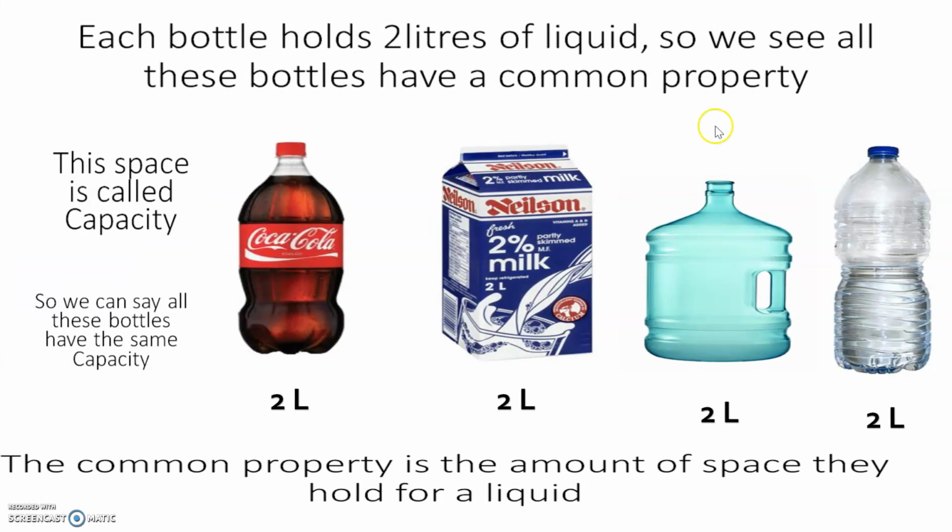Each of these bottles that you can see underneath here, they are different in color, different in size. Some are see-through, others you can't see the contents. Each bottle holds 2 liters of liquid. So we can see all these bottles have this one common property. The common property is the amount of space they hold for the liquid. This space is called capacity. So we can all say that these bottles have all got the same capacity.